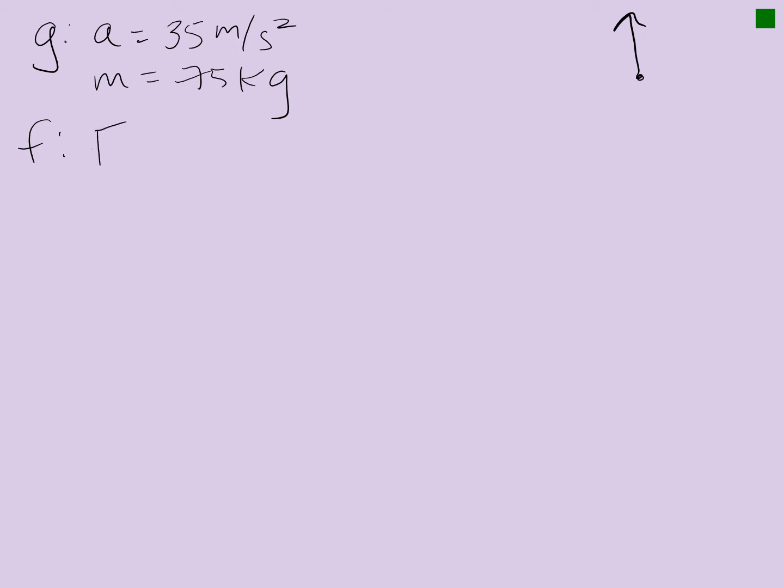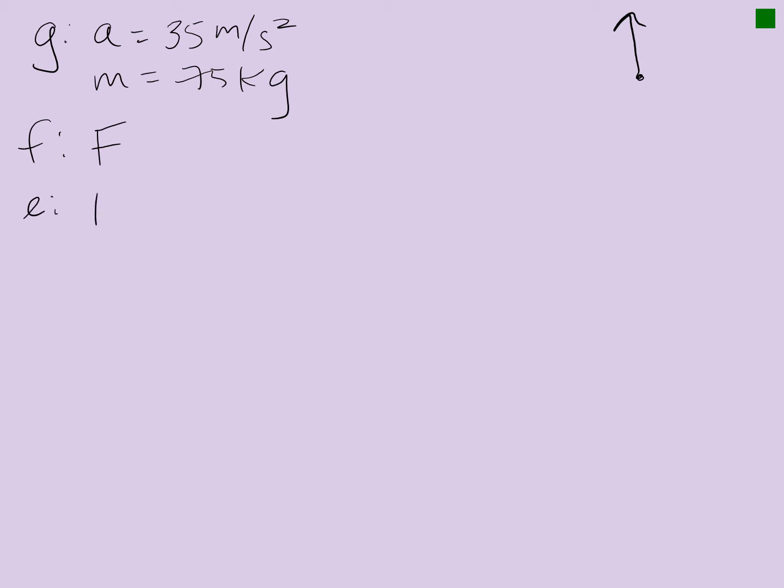Okay, so let's take a look at our givens. So we have our acceleration equals 35 meters per second squared. And if I'm thinking about the little shuttle here, we have the acceleration going up because the shuttle is actually going up. So we're talking about a positive acceleration. And we have a mass of 75 kilograms. Okay, so what are we trying to find? We are trying to find our force.